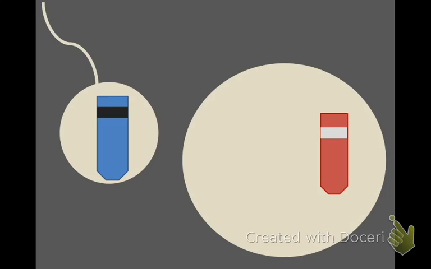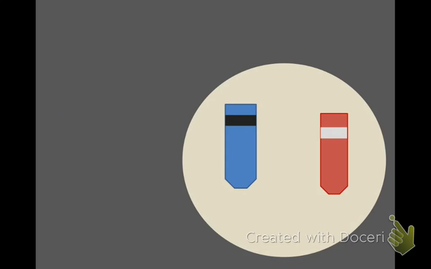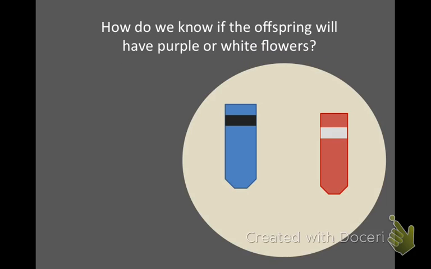All right, so let's look at a sperm cell, and it's going to be combining with an egg cell, 2 gamete cells making a zygote, now a diploid cell. How do we know if the offspring will have purple or white flowers? Because say right here is going to be the purple allele, here's the white allele. What's that organism going to look like?